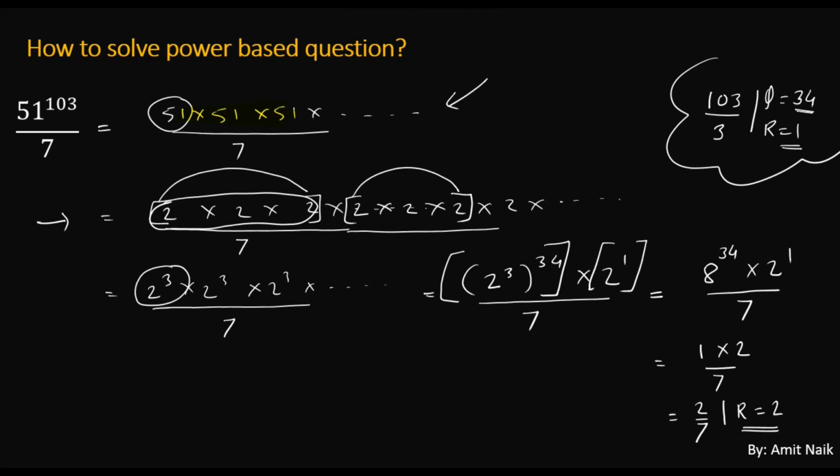Now 2 cube is nothing but 8, so it is 8 to the power 34, right? And then 2 to the power 1. Now 8 divided by 7, 34 times, is going to give me a remainder of 1, 34 times, which is nothing but 1 again, right? So 1 into 2 is 2. 2 by 7, the remainder is 2.